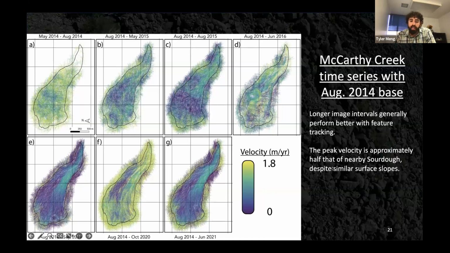And the main thing to note from McCarthy Creek is that we're seeing a peak velocity that's around half that of Sourdough, despite the fact that they're right next to each other and they have similar surface slopes. So that tells us that there may be something different about their rheology, maybe their internal temperature. I thought that was a really interesting result that despite the fact that they're right next to each other, we see similar results as far as image quality, but the peak velocity of McCarthy Creek is about half of Sourdough.